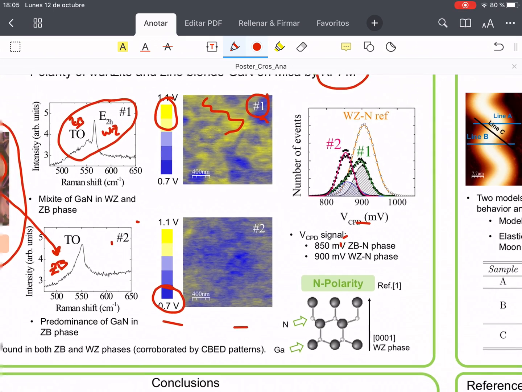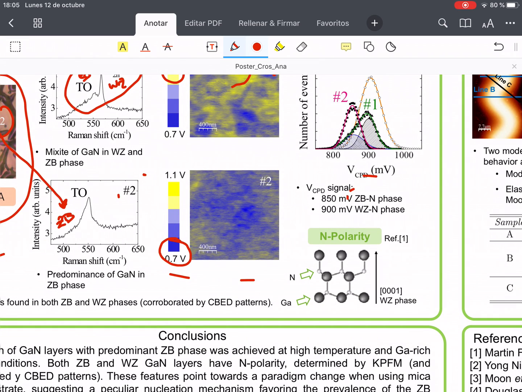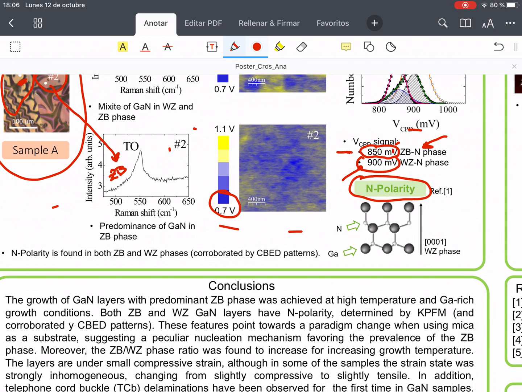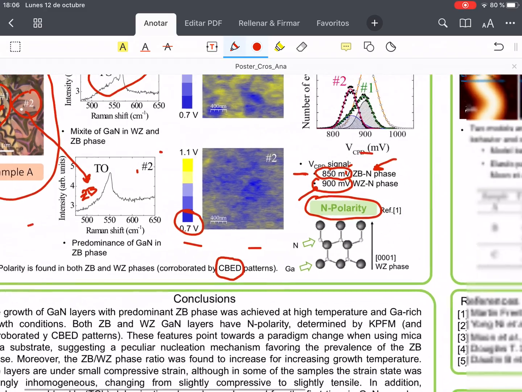And when we analyze these pictures in more detail, we find that the zinc blende phase is related to a contact potential difference of 850 millivolt, while the Wurtzite phase is related to 900 millivolt. And this 900 millivolt we can associate with nitrogen polarity for the Wurtzite phase. Concerning the zinc blende phase, it is the first time that this is measured, so we had to compare it with other techniques, and in particular this assignation was corroborated by CBD patterns.